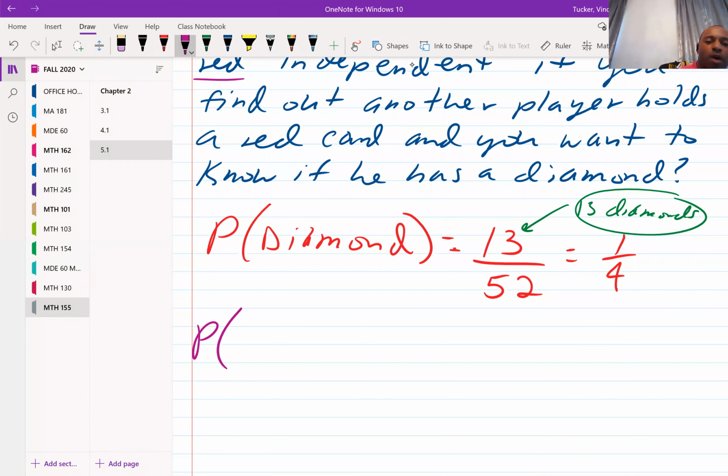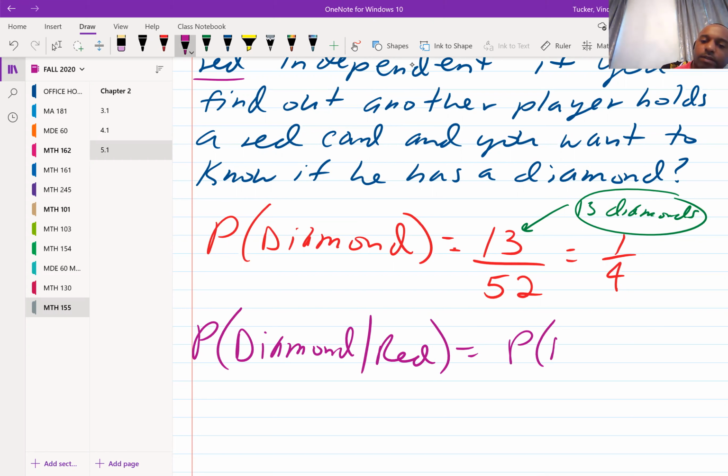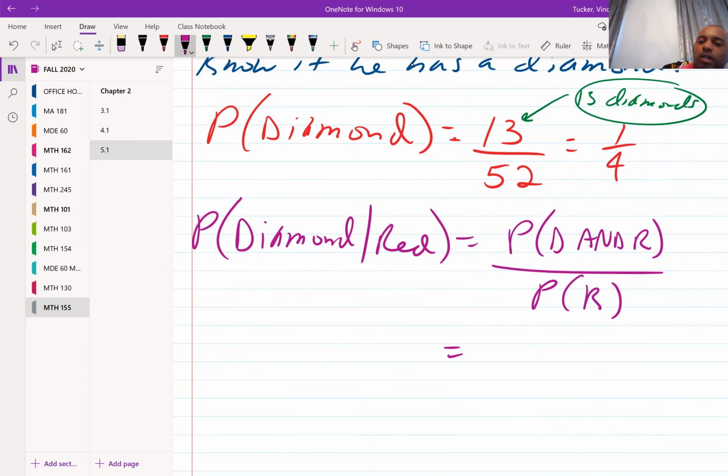All right, so now we want to see the probability of getting a diamond, given that the card is red. What is that probability? So we have to look at the probability of diamond and red, and place that over the probability of the red. So you're talking about being diamond and red. I want to say diamond and red. Because out of the red cards, that should be.